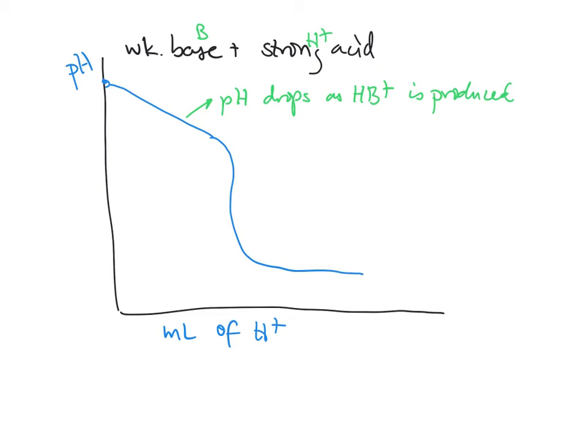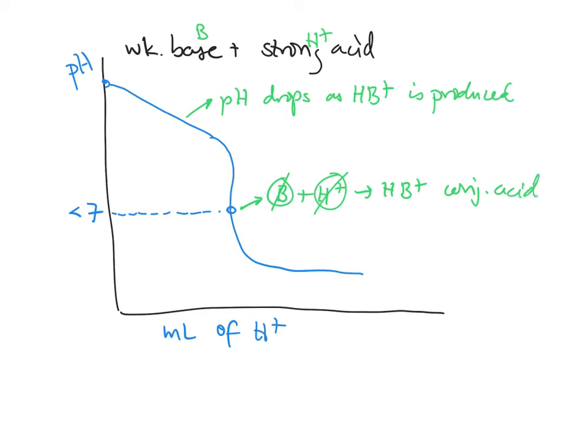And then, of course, we have this situation where we have the equivalence point here. Again, in this case, the pH would not be 7. It's going to be less than 7. And the reason for that is that at the equivalence point, all the B and H plus have reacted with each other. They're both gone, but what they've turned into is HB plus, the conjugate acid. So this conjugate acid is really the only thing floating around in water of any appreciable amount at that point.